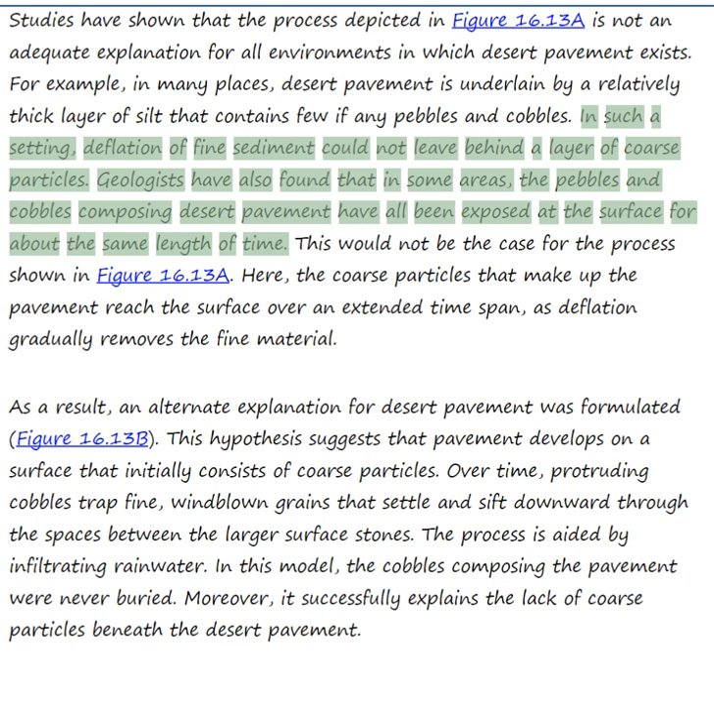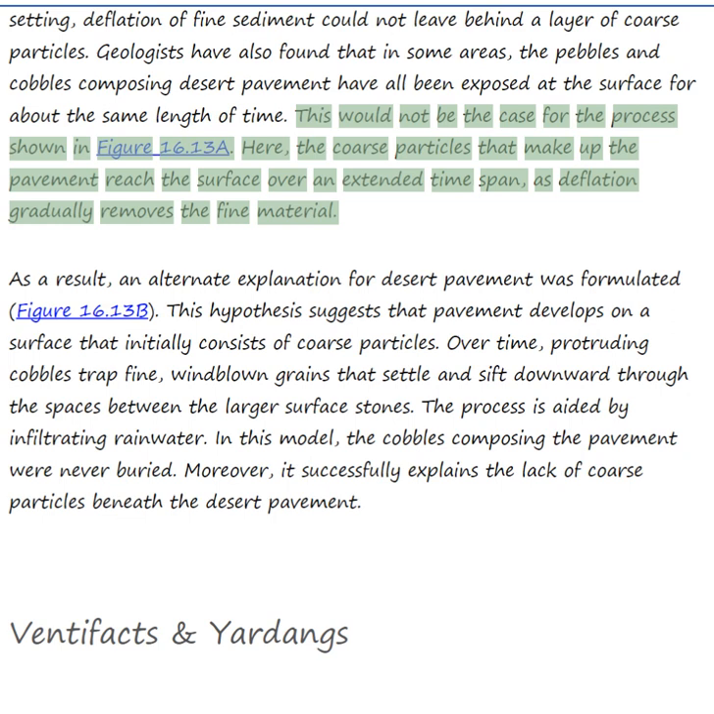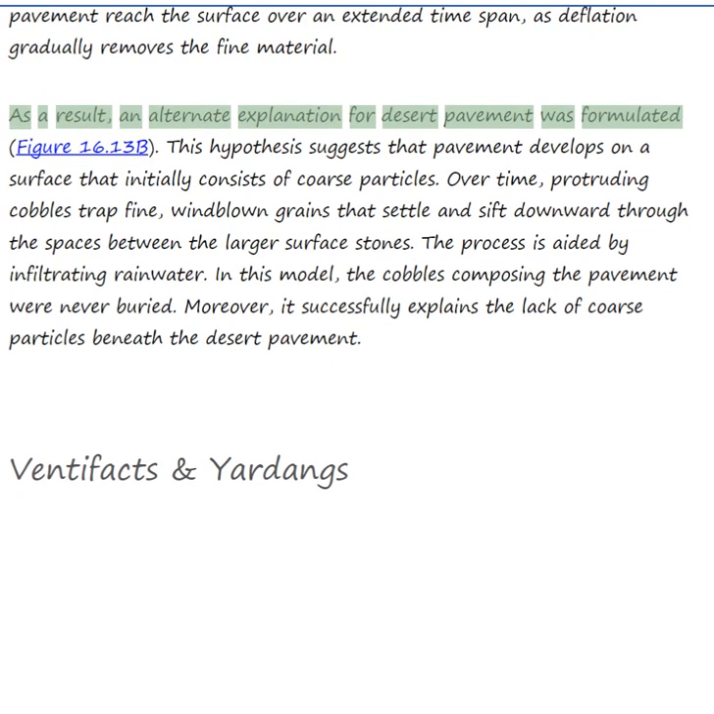Geologists have also found that in some areas, the pebbles and cobbles composing desert pavement have all been exposed at the surface for about the same length of time. This would not be the case for the process shown in Figure 16.13a. Here, the coarse particles that make up the pavement reach the surface over an extended time span, as deflation gradually removes the fine material. As a result, an alternate explanation for desert pavement was formulated.